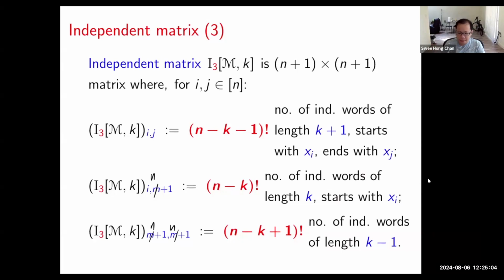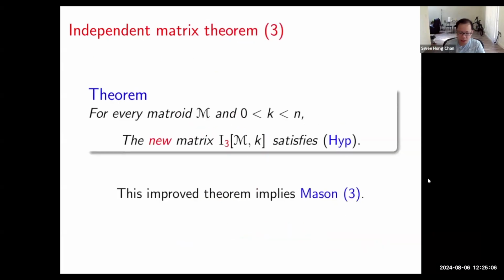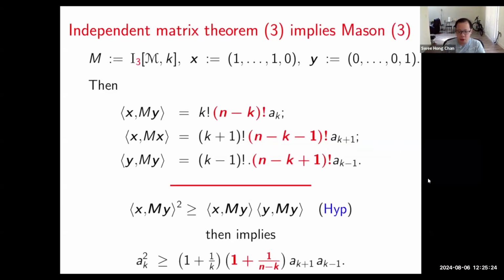And notice that by this new definition, let me say this first. We will also want to prove that this matrix satisfies the hyperbolic property. And I claim that if this new matrix satisfies the hyperbolic property, then it will also imply Mason 3. In the following way, you play the same game as before, but instead of taking M to be equal to I2, now you use I3.